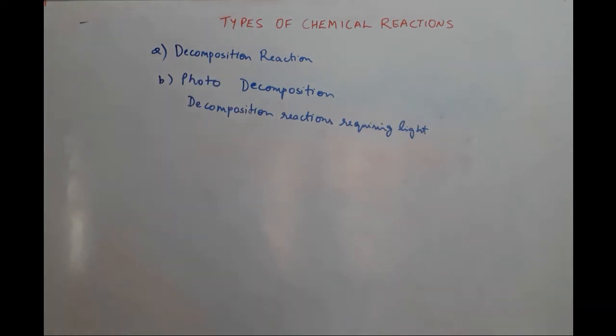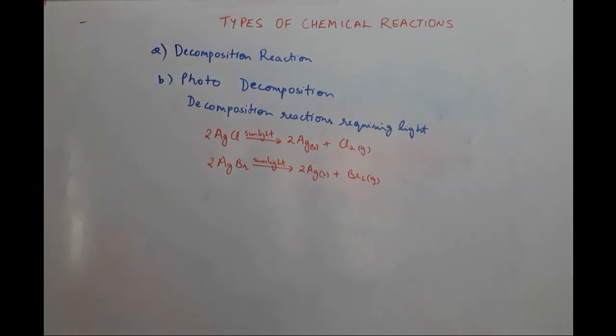The next type of decomposition reactions are photo decomposition, in which the decomposition reaction needs light for the reaction to proceed, that means for the reactant to break down to give us products. Let us see a few examples. We have two examples here. Silver chloride in the presence of sunlight breaks down to give us silver as well as chlorine gas, and in the other example, silver bromide in the presence of sunlight breaks down to give silver as well as bromine.